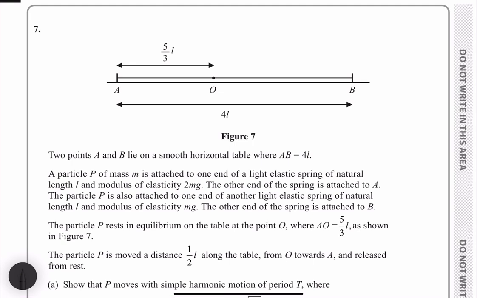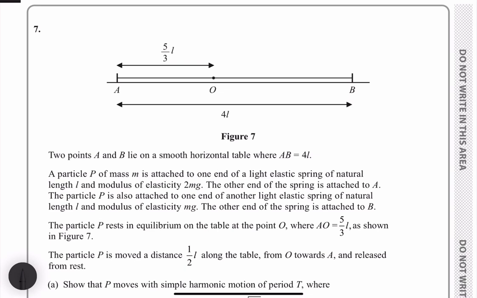On to question 7. 2 points A and B lie on a smooth horizontal table where AB equals 4L. Particle P of mass m is attached to one end of a light elastic spring of natural length L, modulus of elasticity 2mg. The other end of the spring is attached to A. Particle P is also attached to a second light elastic spring of natural length L, but different modulus of elasticity. The other end of the spring is attached to B.